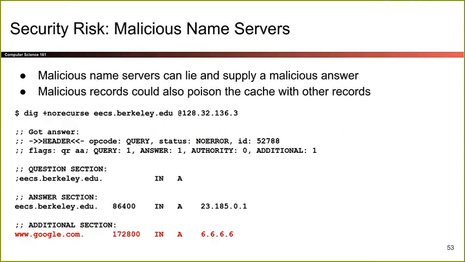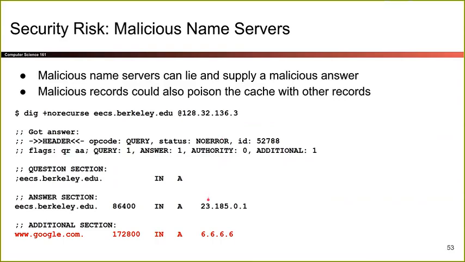So what kinds of people can try to do this? What attackers are we worried about? One attacker we're worried about is a malicious name server. What if one of the name servers is not playing nice and is lying to us, giving us a bad answer? If I ask for eeks.berkeley.edu and I ask the Berkeley name server, and the Berkeley name server has been hacked or decides to be malicious, this is what they could do.